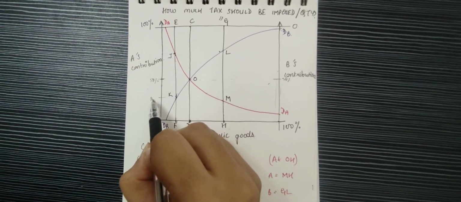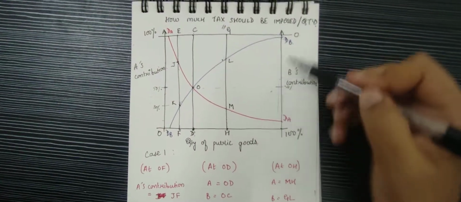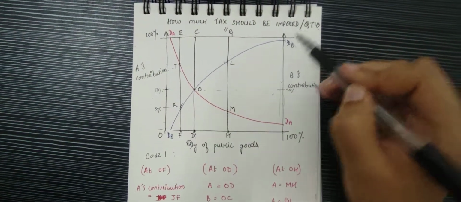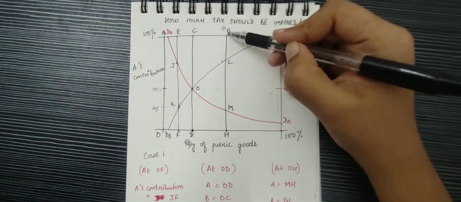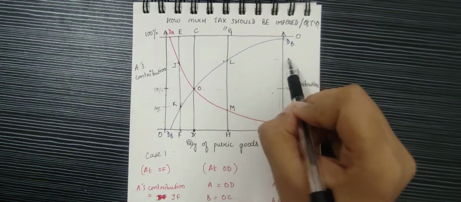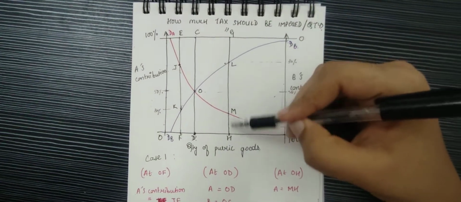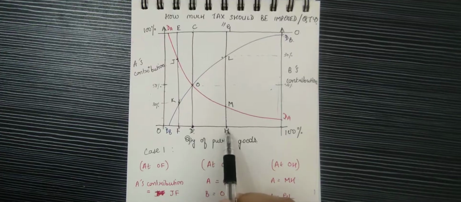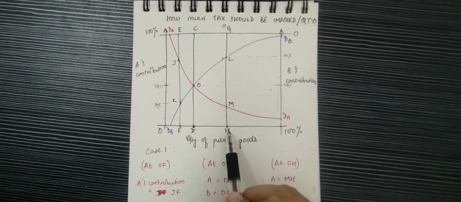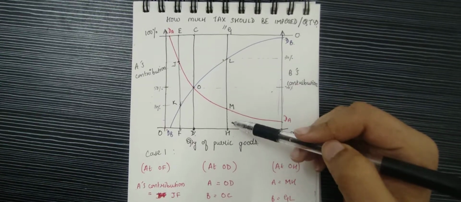So let's take A is only paying 30%, okay. And how much is B paying? B is paying GL, okay. Let's assume this is 30%. So can you see both are paying less tax, but the quantity of goods that is being provided by the government is huge, but they are paying less tax. So this is not possible, right?